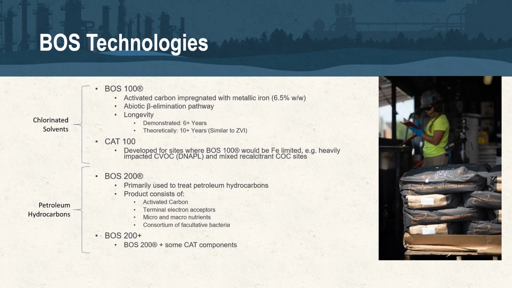So BOSS 100 is an activated carbon that's been impregnated with metallic iron. You can think of it as reactive iron, similar to zero valent iron, that's impregnated within the activated carbon. It's actually impregnated within the pore structure of the carbon. It's not just ZVI and carbon blended together. It's actually plated, if you will, within the pore structure of the activated carbon.